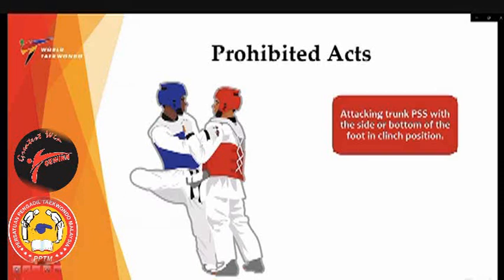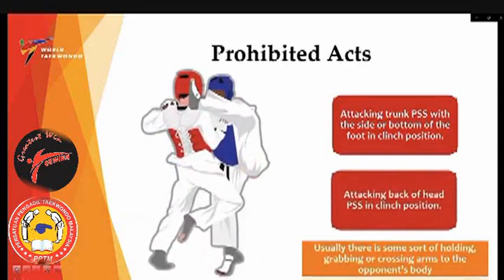Now, we take the same concept and apply this to attacking the back of the head PSS in the clinch position. So, when players are in the clinch, if a player tries to lift their leg behind me and the intent is aiming to kick the back of the head, then that's when it's a gamjan. If any points are scored, they're invalidated.